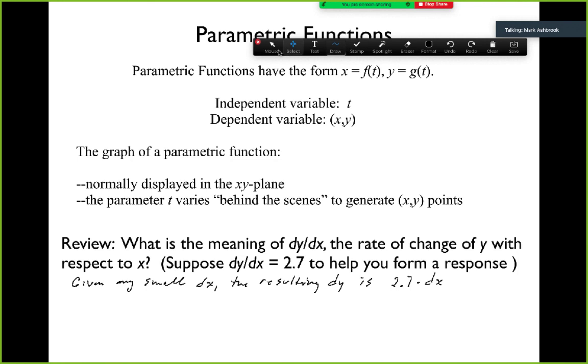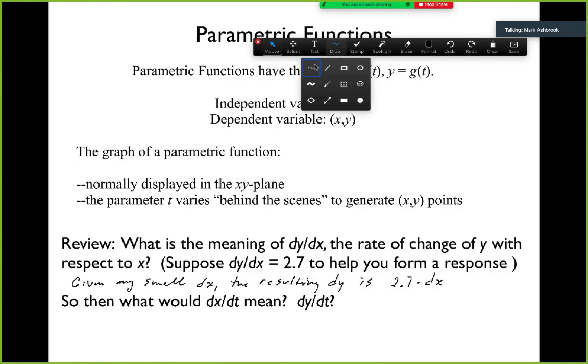With parametric functions, we could have dx dt and dy dt. So what would dx dt mean in parametric functions? Somebody knew. Displacement in t. Oh, sorry. Are you asking us the expression? I want to know what a value means. If dx dt took on a value, what would that value mean?